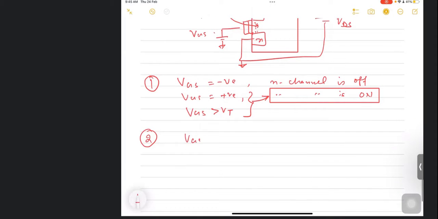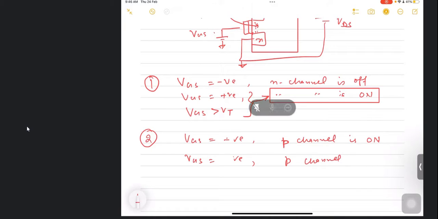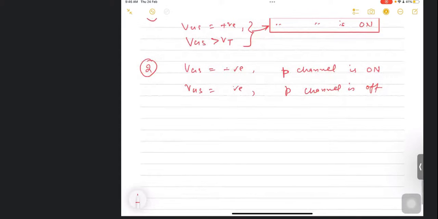And if VGS is positive, N channel MOSFET is on, and if VGS is negative, P channel is... I did it the other way around. If it is negative, P channel is on, if positive, P channel is off. Let us see P channel.